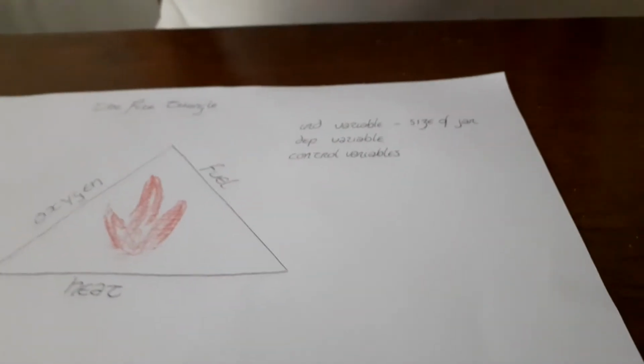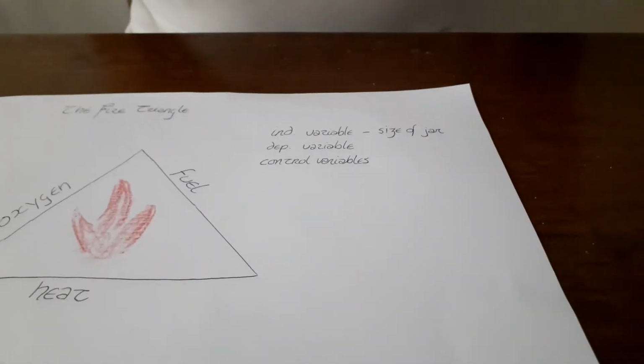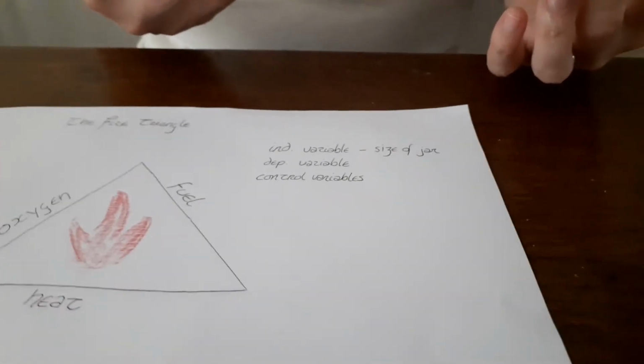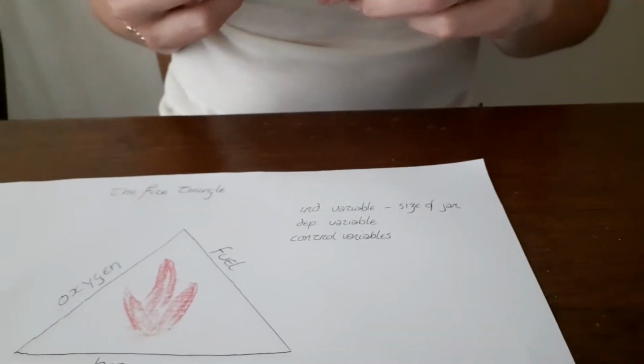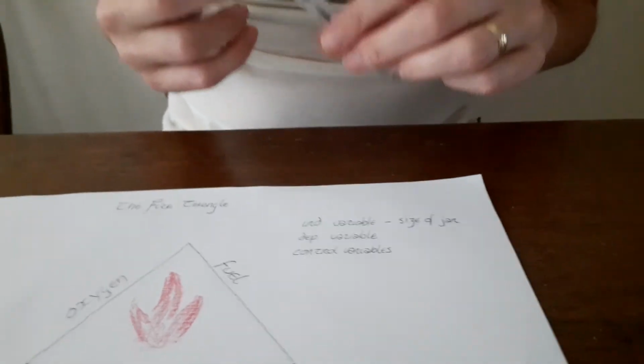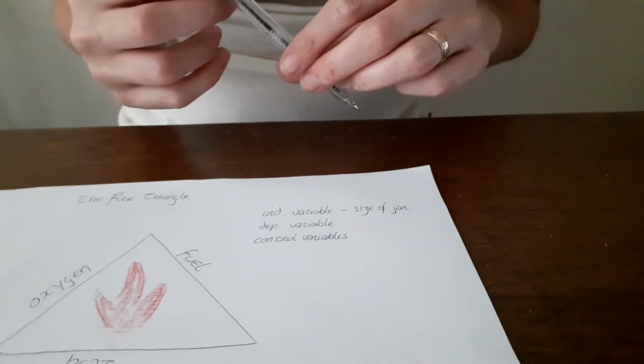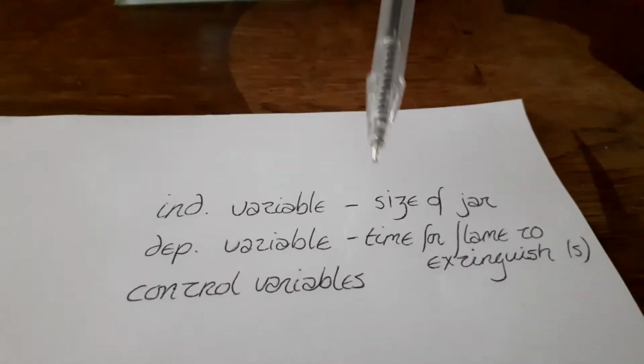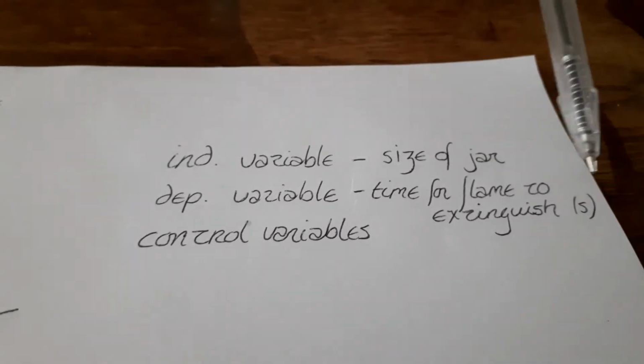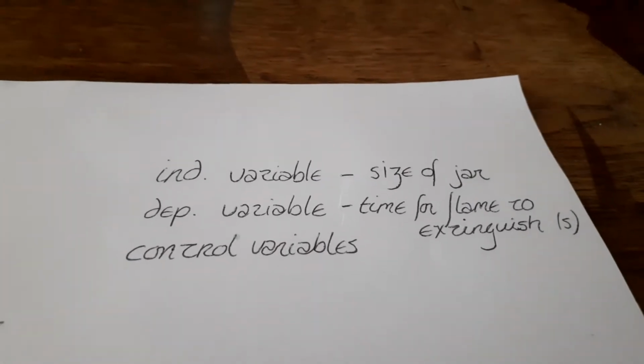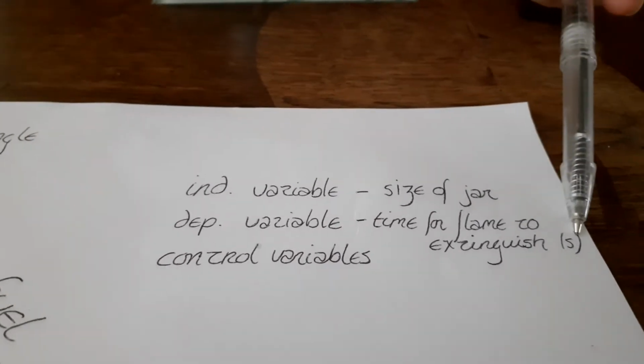Dependent variable. This is what we're going to measure. So what are we going to measure? Nice one. It's the time it takes for the fire to go out. So it's the time taken for the flame to extinguish in seconds. In science, we always measure time in seconds.